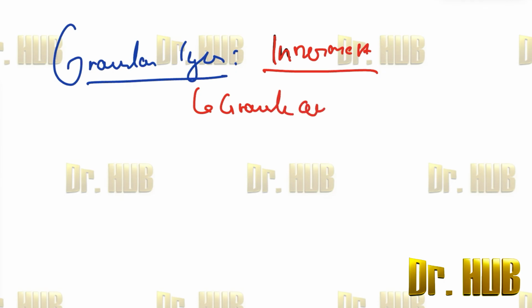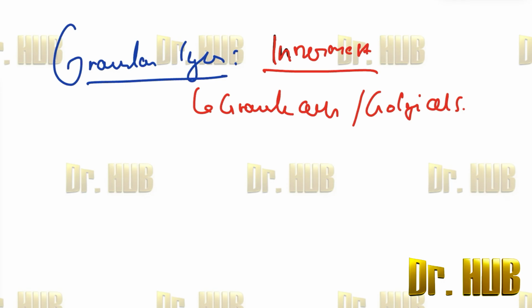Next we have the granular layer. This is the innermost layer of cell bodies. It contains the cell bodies of the granule cells as well as the Golgi cells.